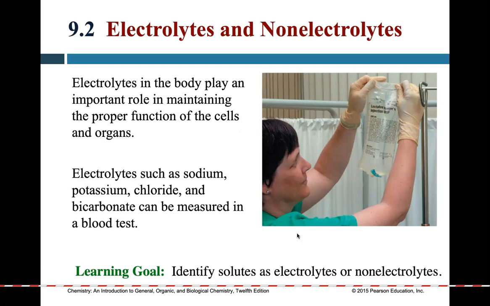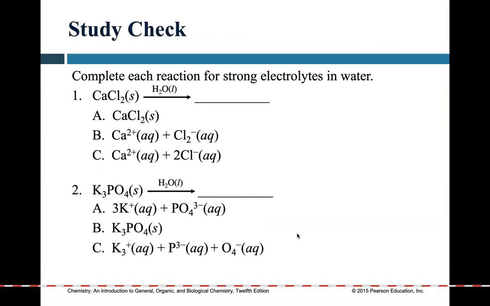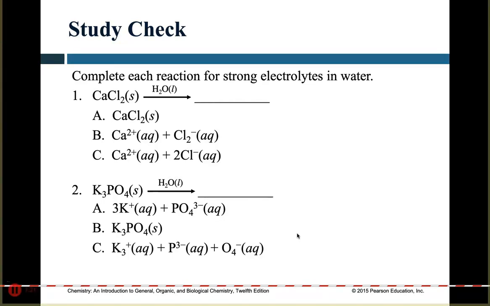So 9.2, electrolytes and non-electrolytes. So the first question we're asked is a two-part question, and it says, complete each reaction for the strong electrolytes in water. So first thing that draws my attention should be the word or phrase strong electrolyte. So strong electrolytes, we only have one definition. They fully dissociate in water.